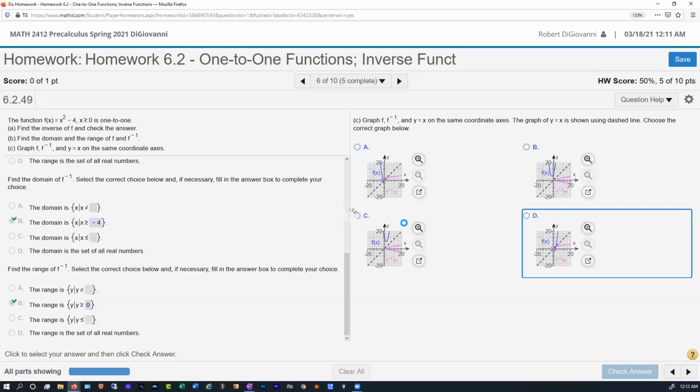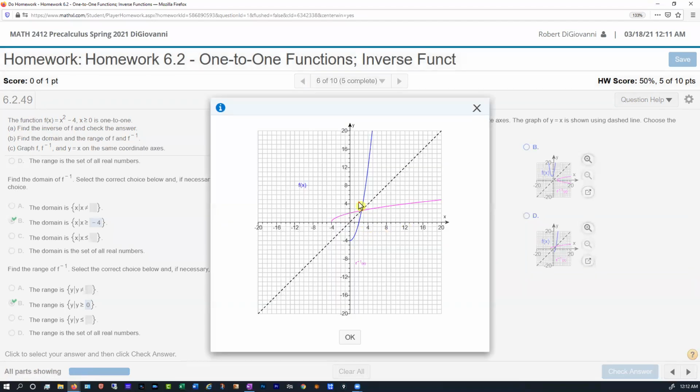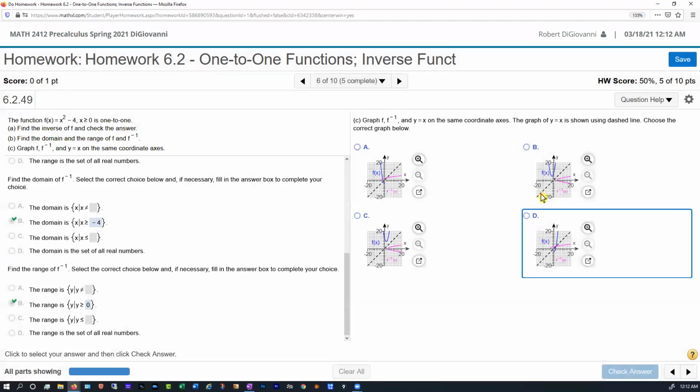Come on, you can do it. Yeah, so this blue one is f. It looks like that parabola that's been moved down 4, and we're only looking at the right side. And then you can see that this should look like the f inverse because it looks like a reflection over this diagonal. See if there's any others that look that way.